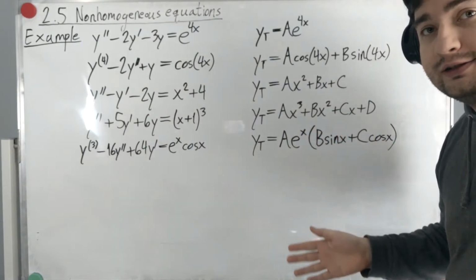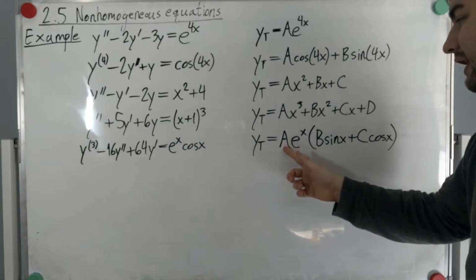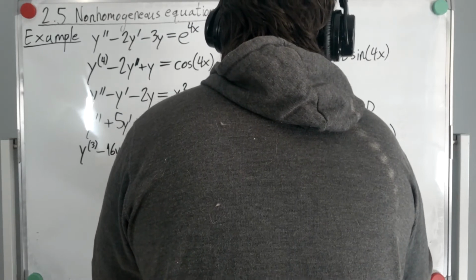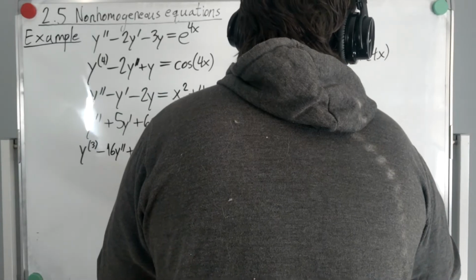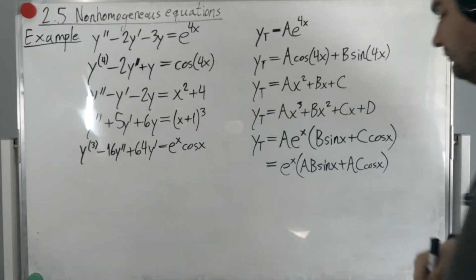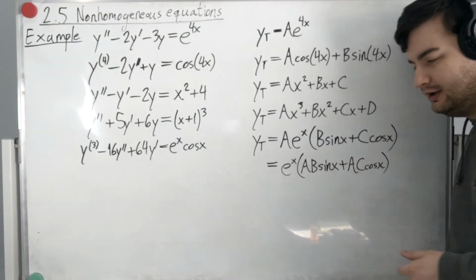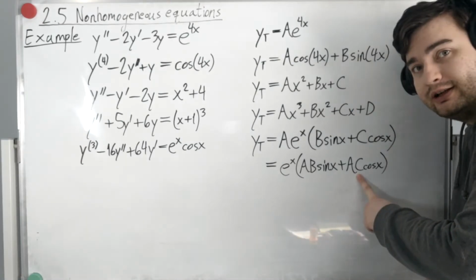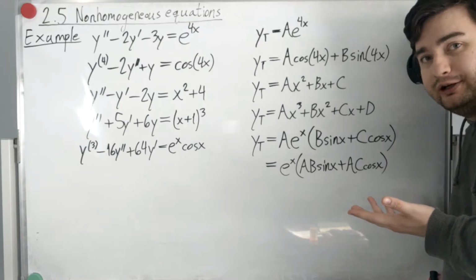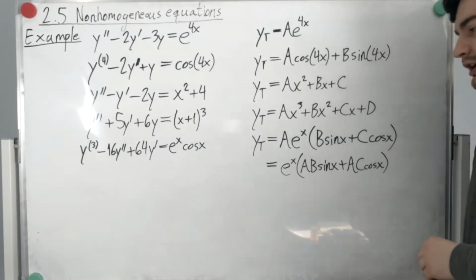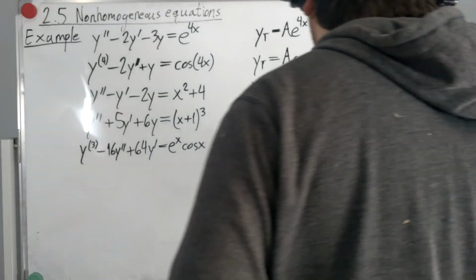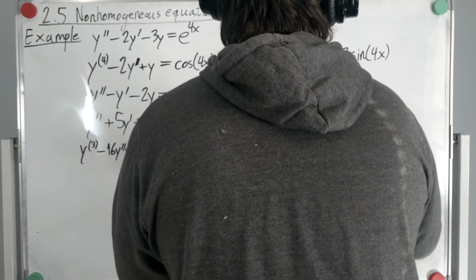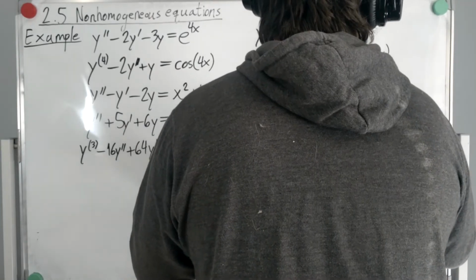Literally, yes, this is what we ought to do. However, if you just distribute this a through, then you'll get that this is e to the x times (ab sine x plus ac cosine x). And now ab is just a constant. ac is just a constant. So what's the point of calling them ab and ac? Why not just call them A and B? And so that's why we can simply say that this is going to be e to the x times (A cosine x plus B sine x).